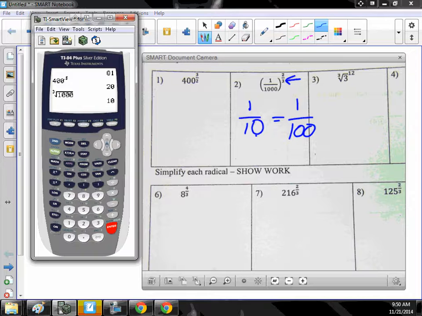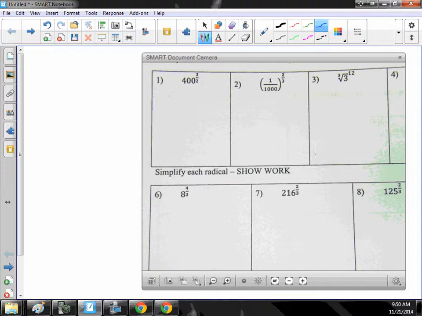Okay? Now the next one's kind of tricky. There are a couple different ways to think about it. But first off, what is the cubed root of 3? I don't know. 1 point something. What'd you get? 1.4, on and on. That's messy. Don't want to do it.